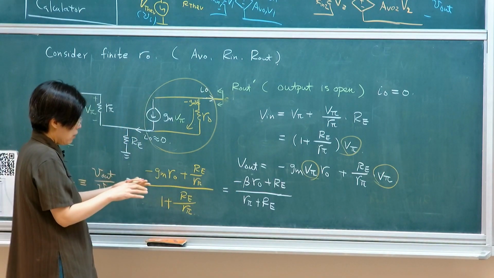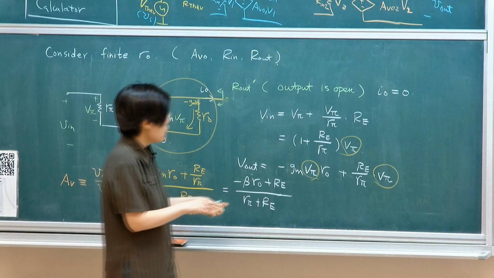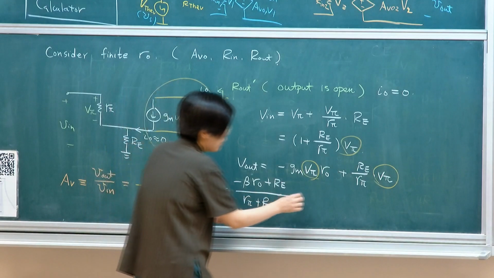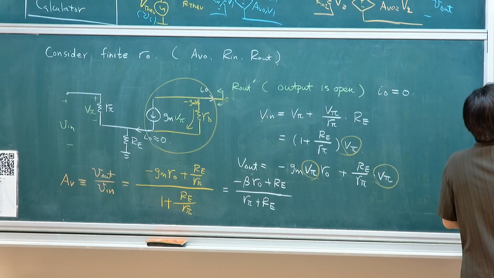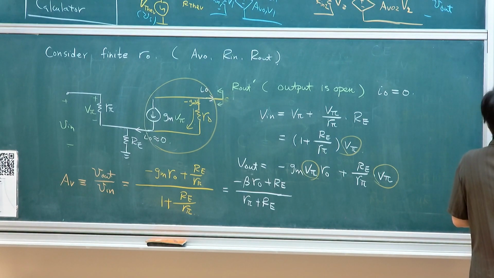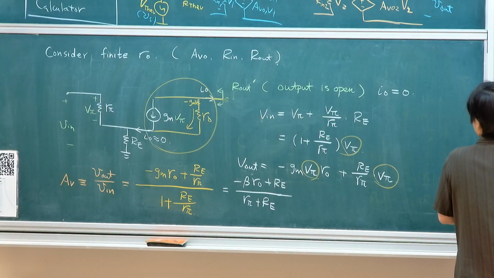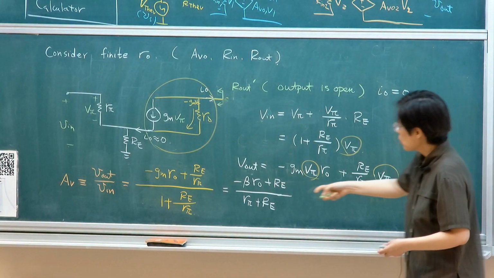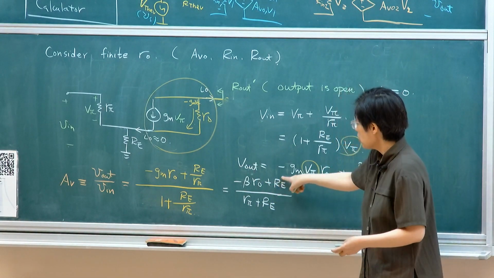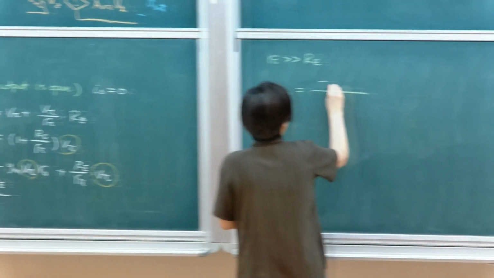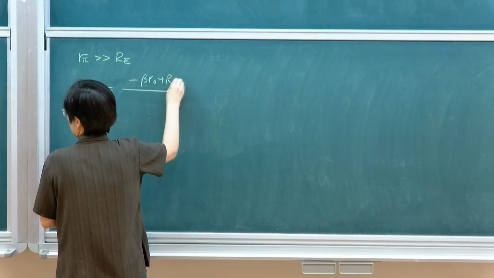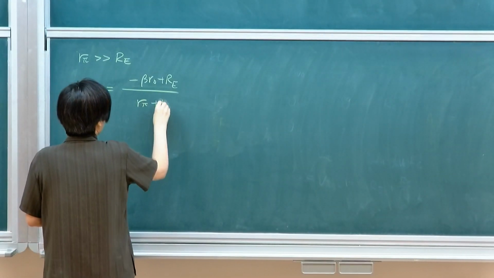Let me make an approximation. In most cases, let's just do a special case, we'll have R pi much larger than RE. So your voltage gain in that case will be approximated by ignoring this component, since this is much larger than that. Let me write it down here, just to make sure you know what's being approximated. Beta RO plus RE, you then have R pi plus RE.